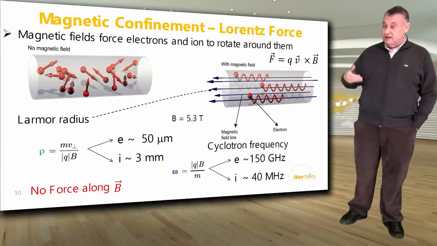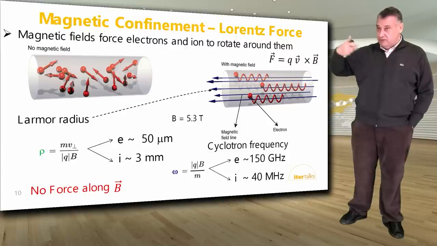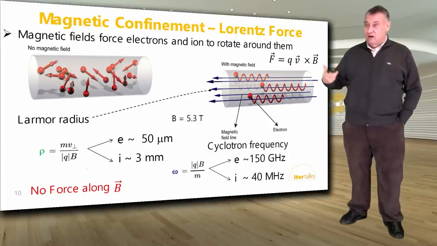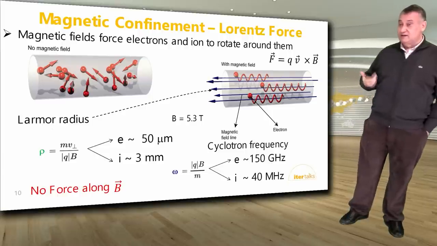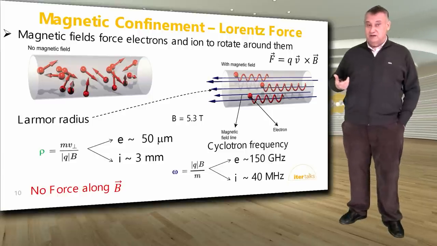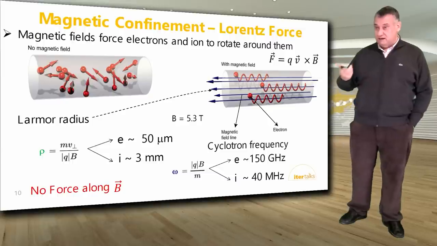And they actually move at relatively high frequency. So the turning-around frequency of these particles is quite high. For the ions, it's typically 40 megahertz. This is comparable to the frequency of radio. FM radio emits in this type of frequency.